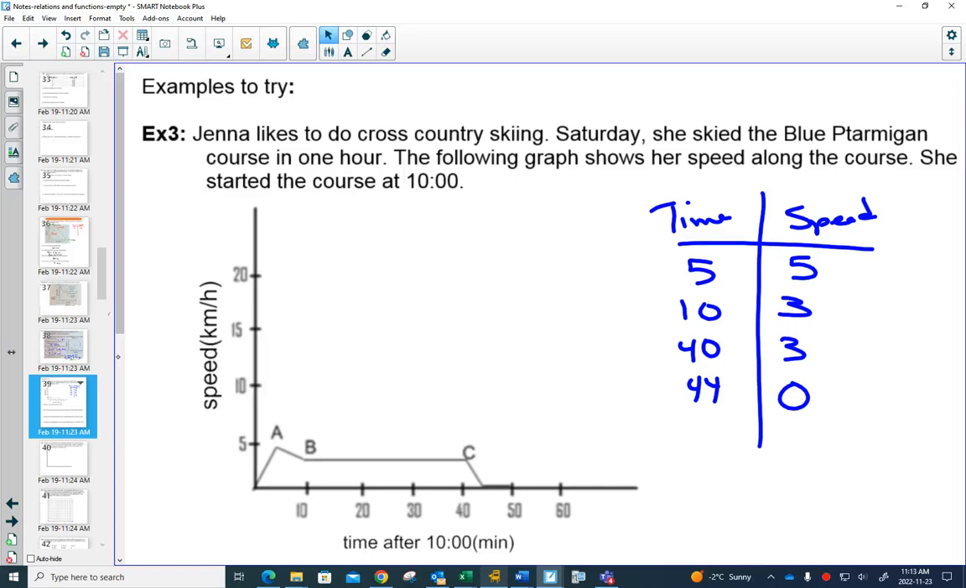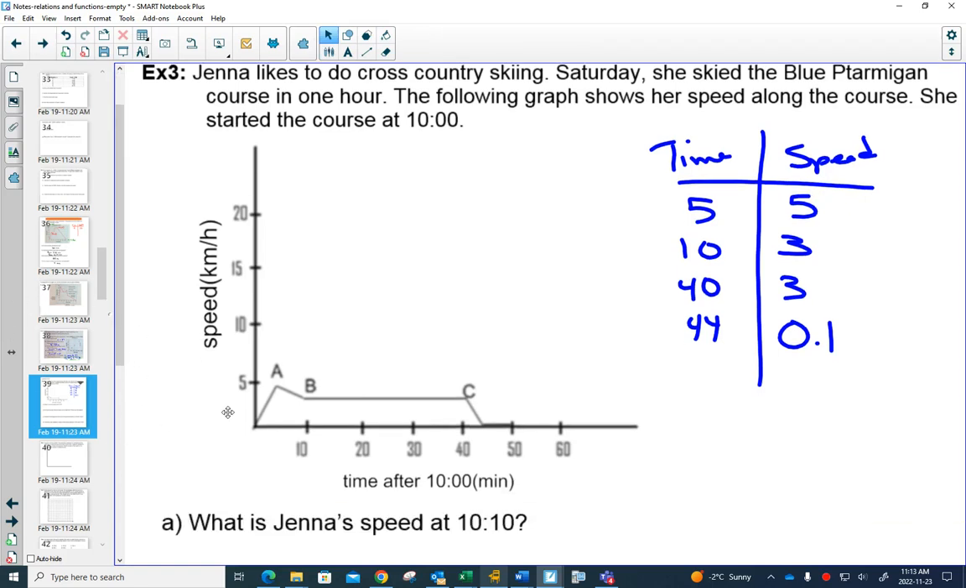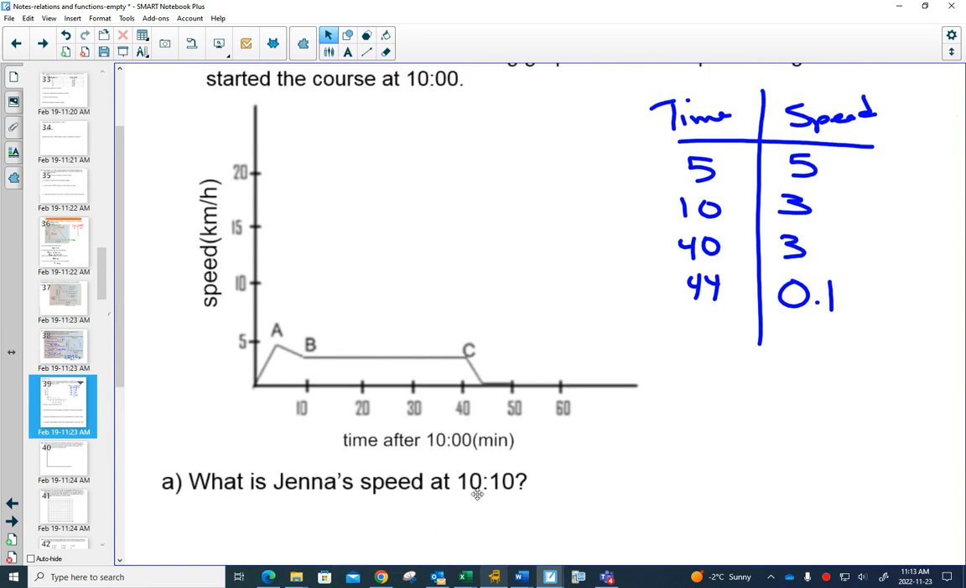Or is it slightly more? Do you think it's slightly above? I don't know. Maybe like 0. Let's do 0.1. Just something a little bit higher. Okay? So let's look at what is her speed at 10:10? That's what we said was 3 kilometers per hour. Important to include the units that are given.